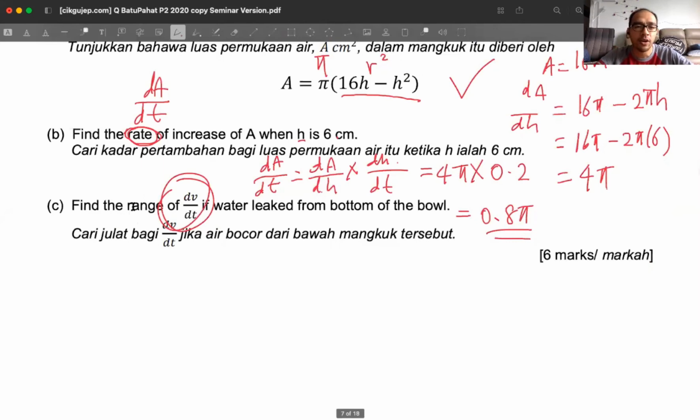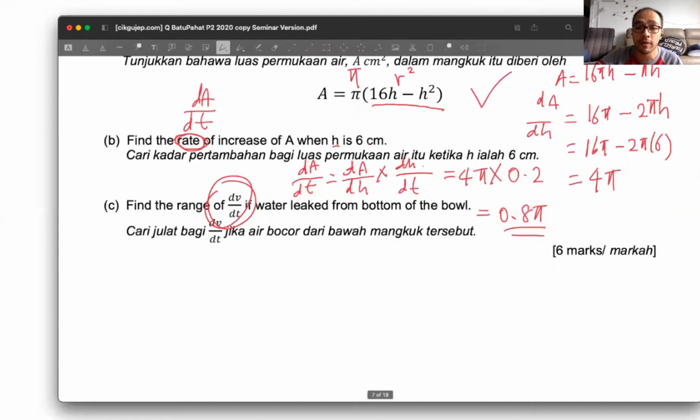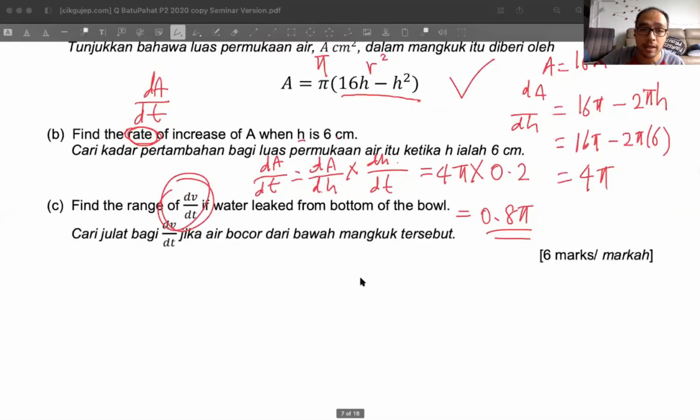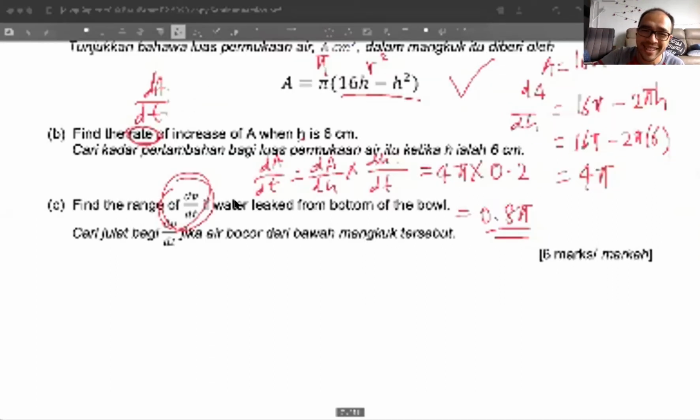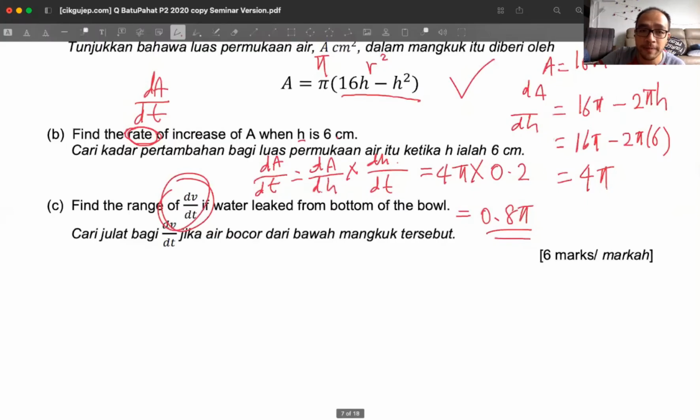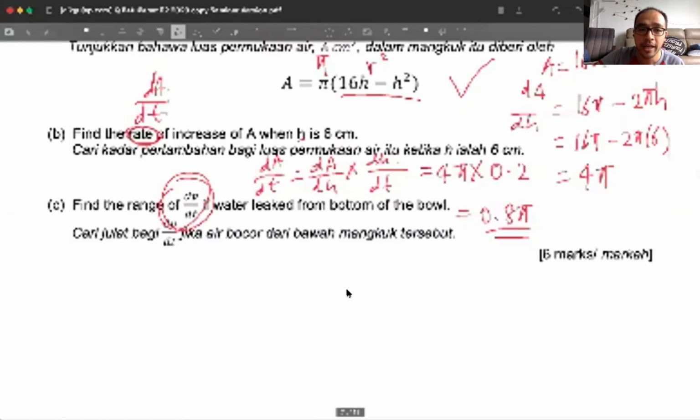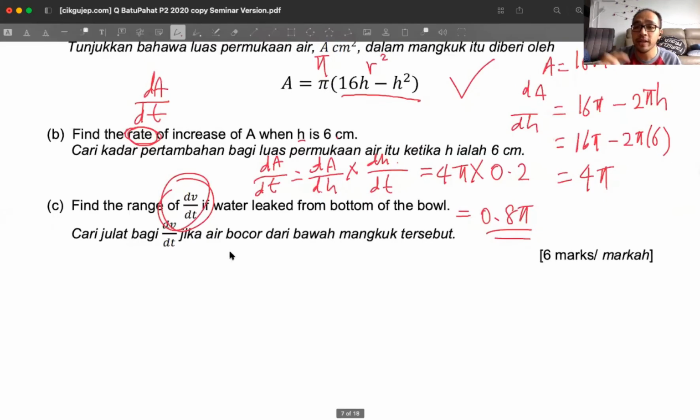Okay, find the range of dV/dt if the water is leaking from the bottom of the bowl. This is actually a 1 mark question. dV/dt is the volume, and since they ask us to find the range, this is a 1 mark question. There is no working for this. You just have to understand.